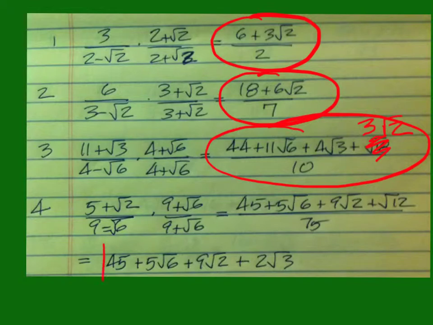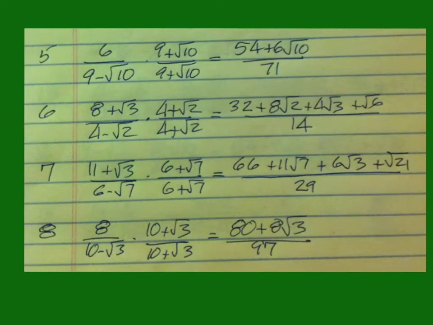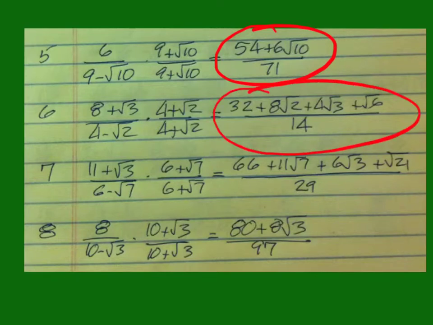On number 4, you should have 45 plus 5 square root of 6 plus 9 square root of 2 plus 2 square root of 3. Number 5 should be 54 plus 6 square root of 10 over 71. 6 is 32 plus 8 square root of 2 plus 4 square root of 3 plus square root of 6 over 14.